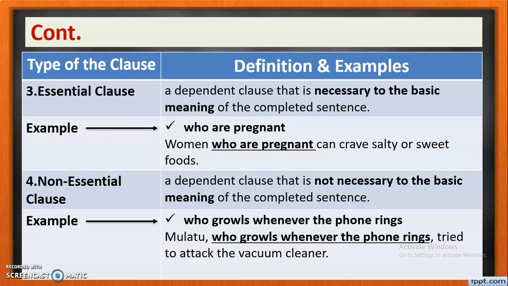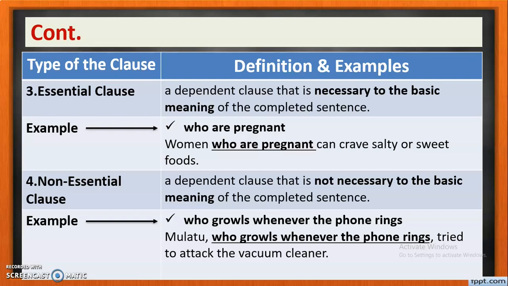An essential clause is a dependent clause that's necessary to the basic meaning of the complete sentence. So in the example, women who are pregnant can crave salty or sweet foods. In this sentence, "who are pregnant" is an essential clause because it identifies the subject of the sentence, that is, women.